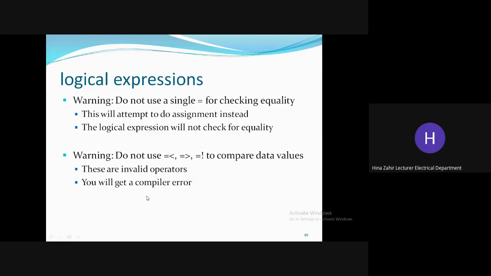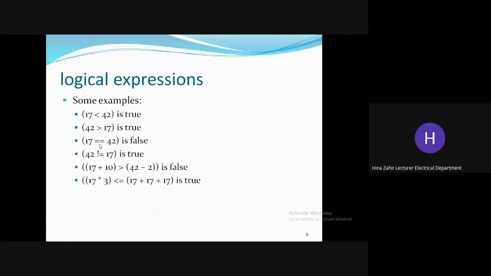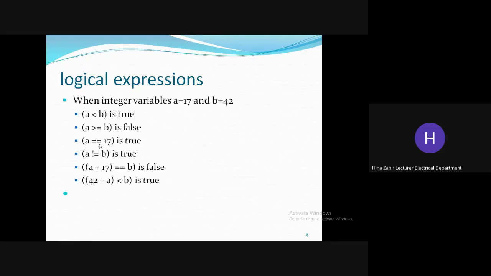And when you are using less than or equal to, or greater than or equal to, the order of the signs matters. First you use this sign and then this sign. If you write equal to or greater than, with this sign first, then that will be wrong, and the compiler will call it an invalid expression.